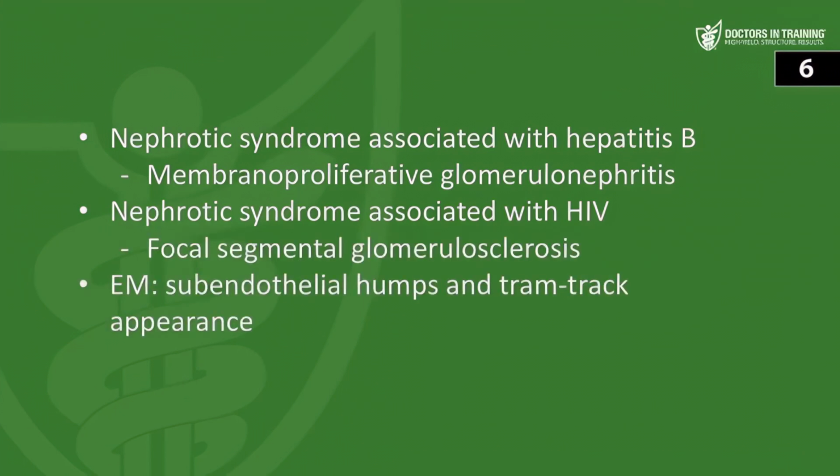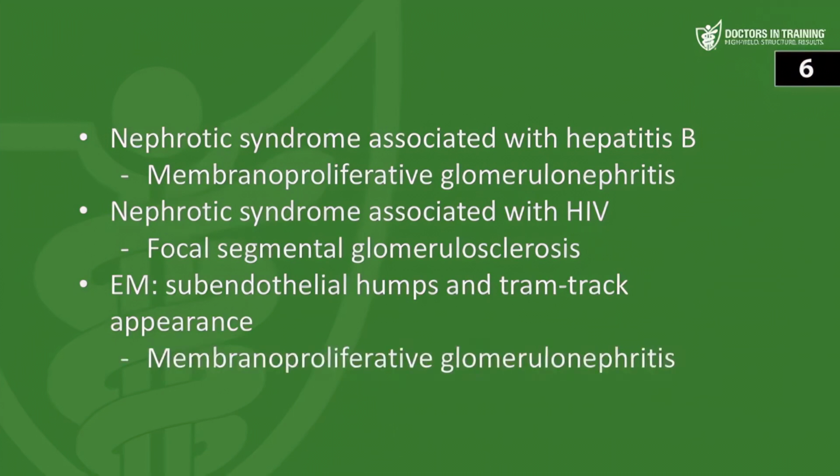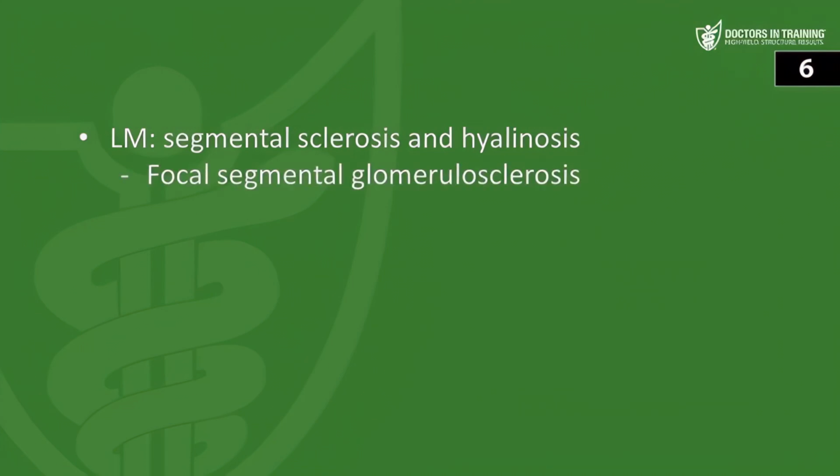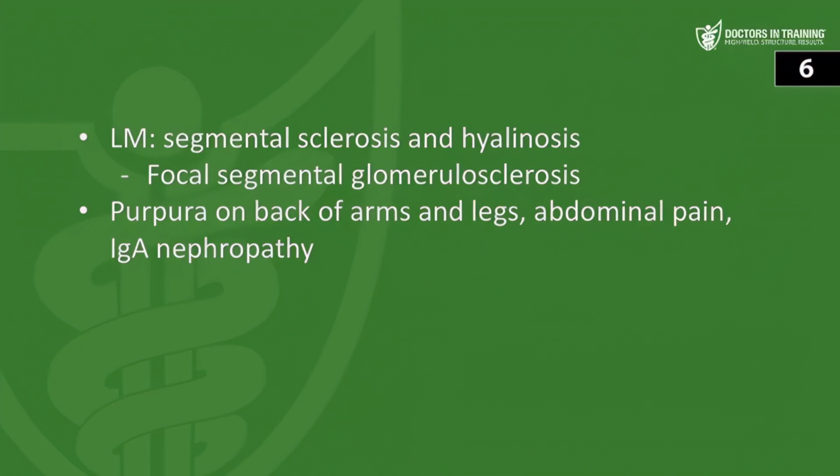Electron microscopy shows subendothelial humps and the tram track appearance. That's MPGN, membranoproliferative glomerulonephritis. Remember, membranoproliferative sounds like the membrane is proliferating, which means it's doubled up. And again, it looks like a train track or tram track. Light microscopy shows segmental sclerosis and hyalinosis. Again, that's focal segmental glomerulosclerosis. Purpura on the back of the arms and legs, abdominal pain, and IgA nephropathy.